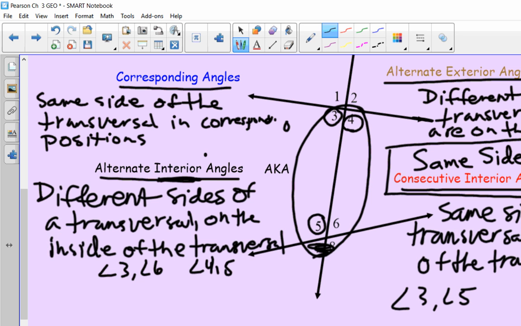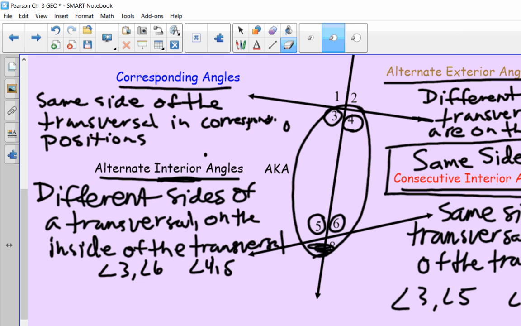All right, I'll come back up here to angle 4. It's on the right hand side. Same side means the same side, or in this case the right. And the only other angle that's on the same side and on the interior is angle 6. Okay, so angle 4 and angle 6 are same side interior angles or consecutive interior angles.